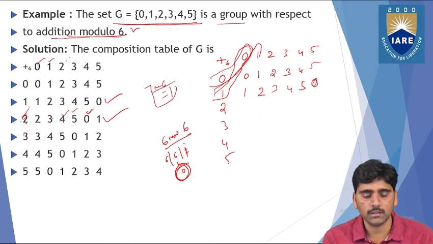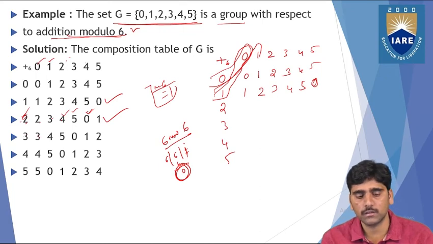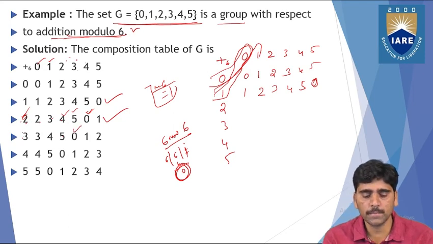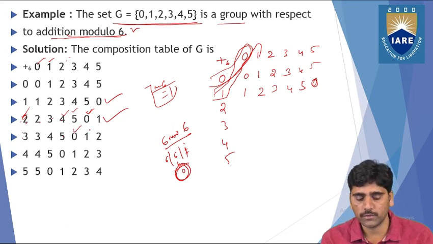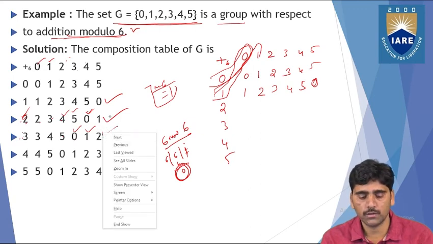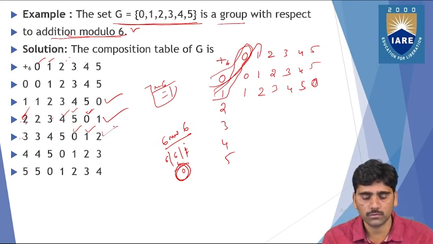Right, and similarly 3 plus 0 is nothing but 3, 3 plus 1 is nothing but 4, 3 plus 2 is nothing but 5, and 3 plus 3 is nothing but 6. 6 modulo 6 is nothing but 0, and 3 plus 4 is nothing but 7. 7 modulo 6 is nothing but 1. 3 plus 5 is nothing but 8. 8 modulo 6 is nothing but 2.